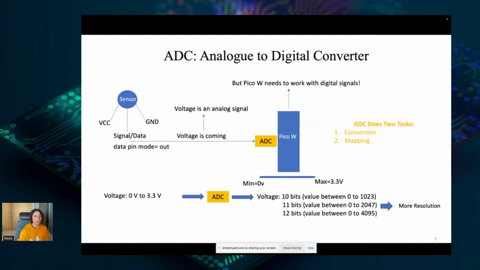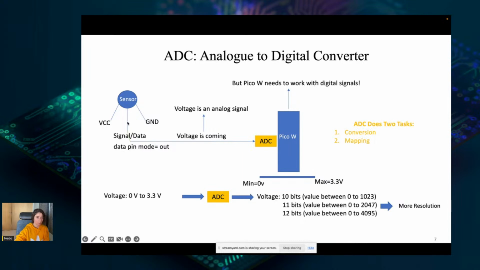Okay, so let's see what is ADC, analog to digital converter. If you look at this photo, we have a sensor here, and it has 3 pins: VCC, signal or data, we call it signal or data, no difference, and a ground that is connected to the ground. Data is something that I will explain later in more detail.